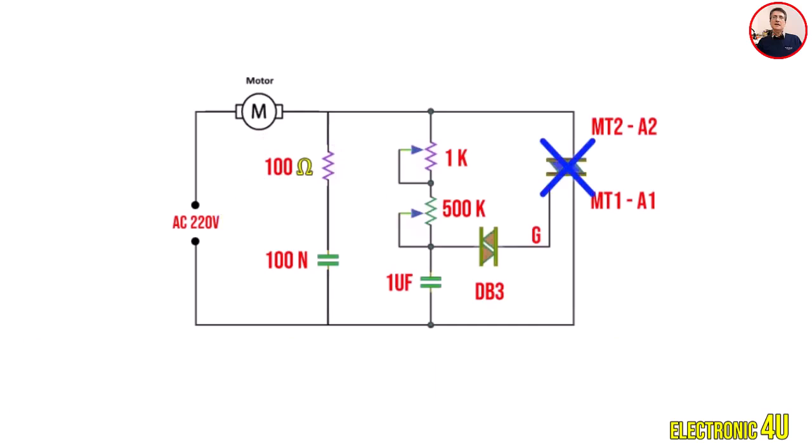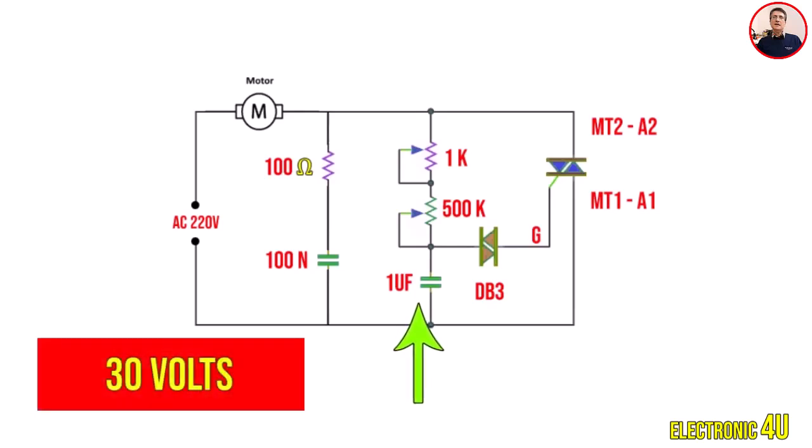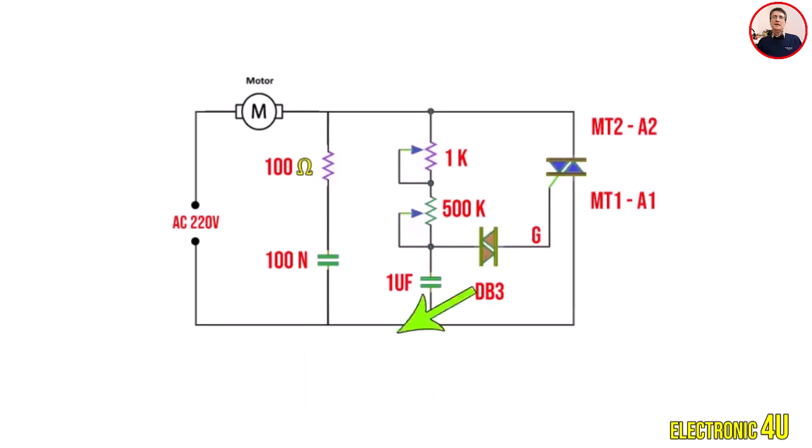Initially, because the Triac is off, the circuit is inactive and no current flows to the motor. The AC current flows through the 1 kΩ multi-turn potentiometer and the 500 kΩ potentiometer, starting to charge the capacitor. When the voltage across the capacitor reaches above 30 volts, which is the diac breakover voltage, the diac turns on and sends a current pulse to the Triac gate, turning it on, or triggering it, as we say. Once the gate is activated, the Triac turns on and conducts the main current to the motor.